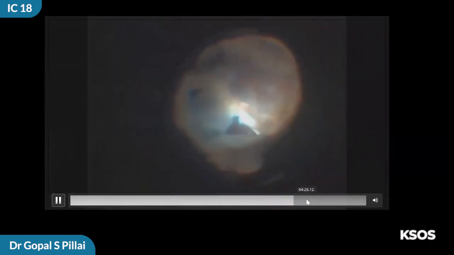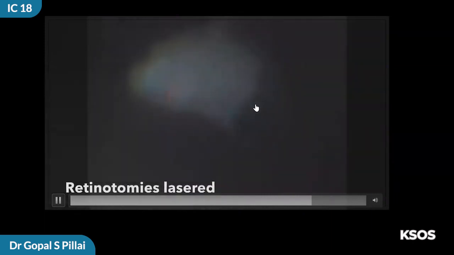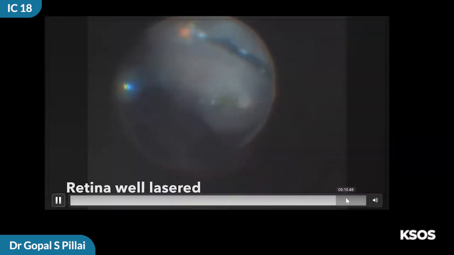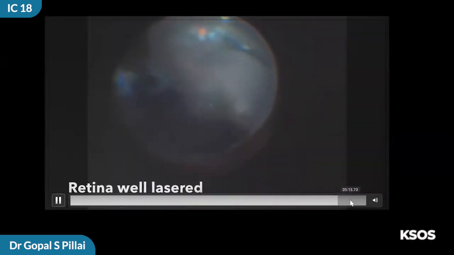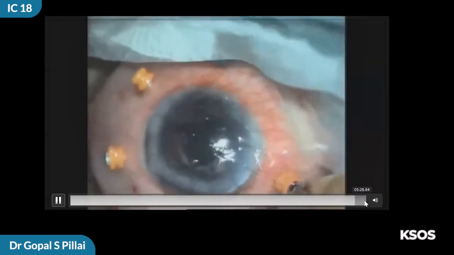Once the retinal mobility is ascertained and the vitreous is completely removed from the retina, then this particular patient requires again more PFCL injection so that the retina is completely attached. And then under PFCL, we laser all the tears. And once we laser all the tears, I did a direct PFCL silicone oil exchange. So direct PFCL silicone oil exchange, and then further laser, and then completion of surgery.